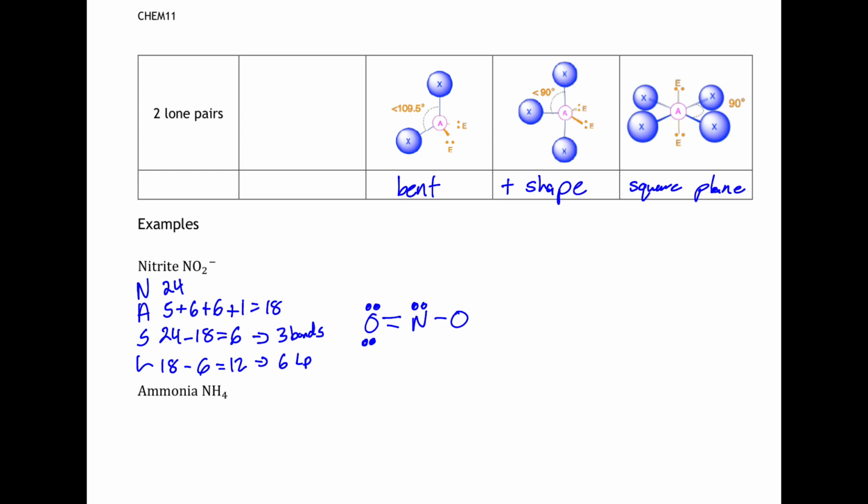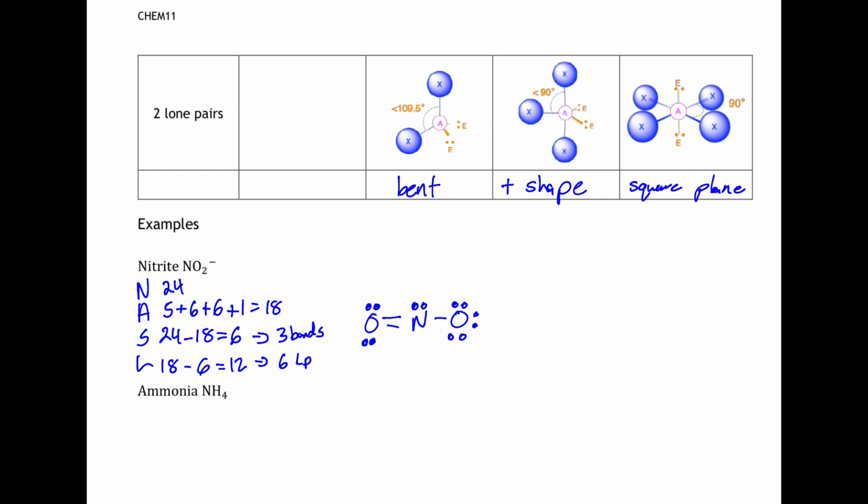And how many left do I have? I should have 3 more pairs. Can I put them all on the oxygen here? Yeah, I can put them all there. That means, if I'm counting, I've got 8 around here, 8 around here, 8 around here. So this is going to give me my correct Lewis diagram. So this is the correct Lewis diagram for all the electron pairs. All the bonds are all there.